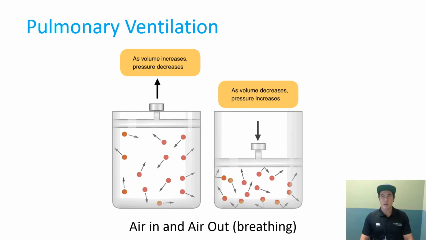If you can create a gradient where there is a difference in pressure from one space to the other, then air will flow from an area of high pressure to an area of low pressure. So we can create this environment inside our thoracic cavity, which causes us to either expel air or inspire air. Breathe air out, breathe air in.